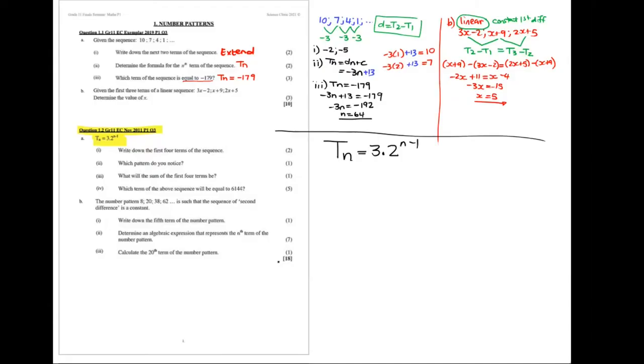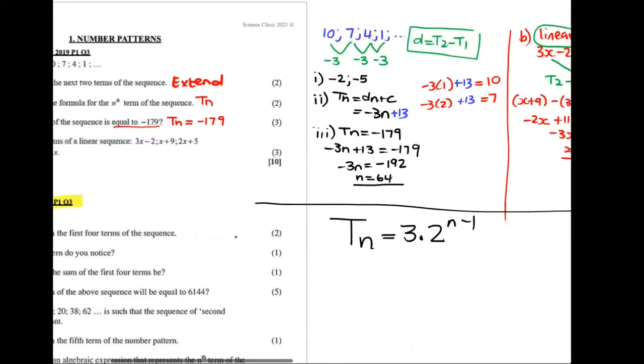So the questions that they ask, you are able to solve using the knowledge that you have. So let's take a look at the sort of questions that they ask us, and let's see what we can do, even though we haven't learned about geometric patterns. So let's take a look.